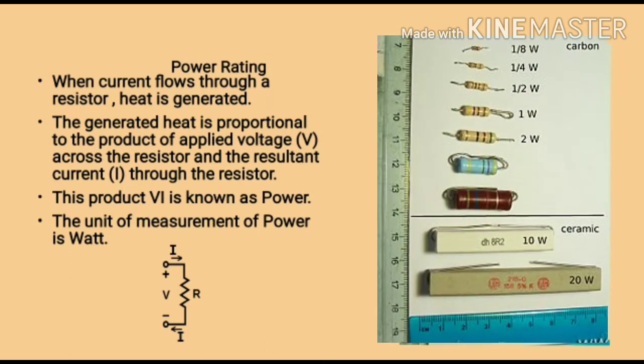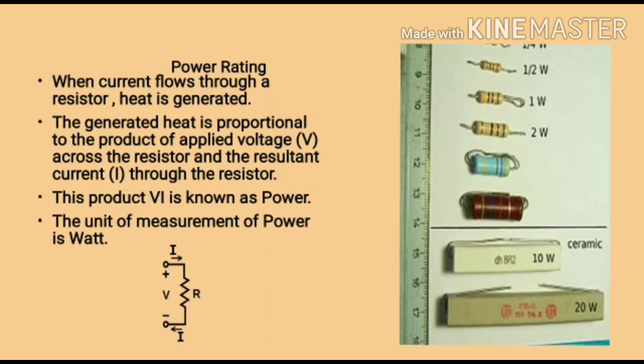The physical size of a resistor should be sufficiently large to dissipate the heat generated. The higher the physical size, the higher is the heat that a resistor can dissipate. This is referred to as the power rating or wattage of resistors.